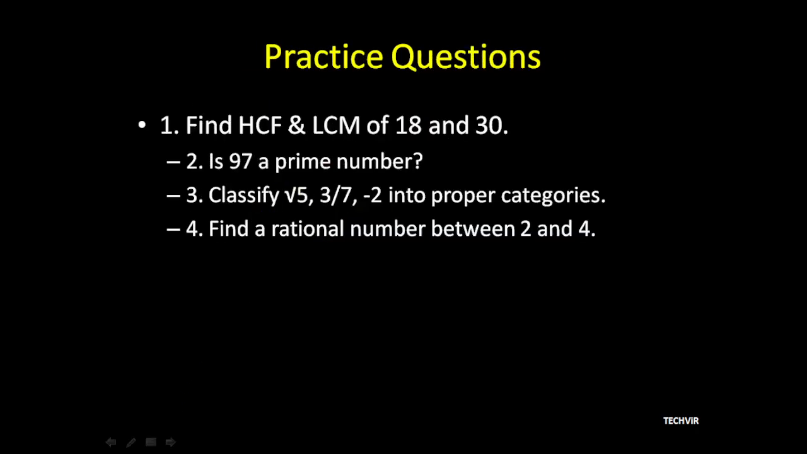There are some practice questions for you as well. You can practice them on your own. You have to find out the HCF and LCM of these two, so try to find this HCF and LCM using the prime factorization technique. Okay, you have to find whether 97 is a prime number or not. You need to classify these into rational and irrational. You have to find a rational number between these two. All of it we have discussed in the previous slides.